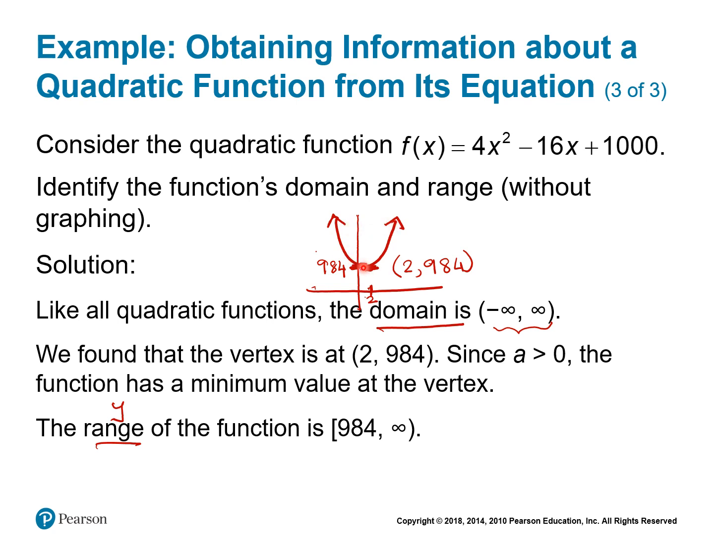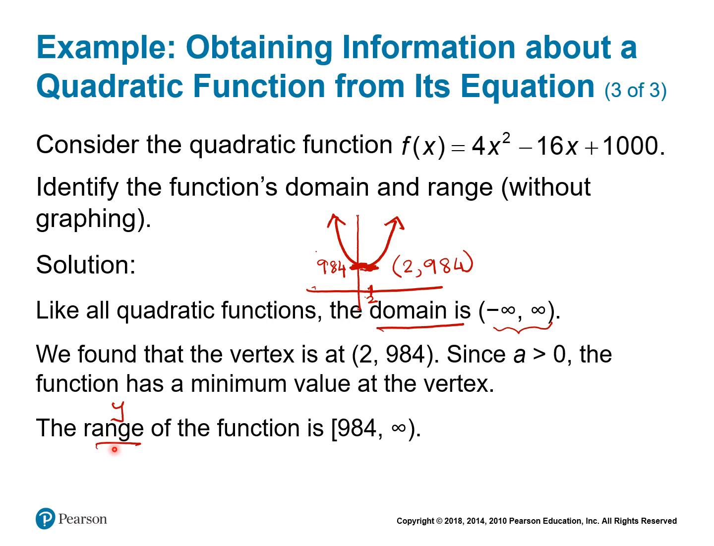All right, so a graph that has a minimum point, that's the lowest y value, which will be the range of the function. That's why they say the range of the function is 984 comma infinity. To extend beyond that, it can extend to any y value above 984, but we do not see any y values lower than 984.